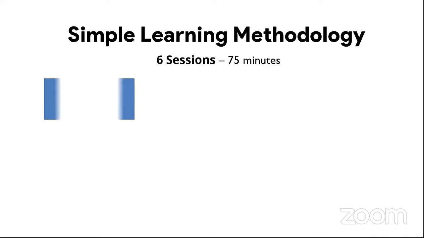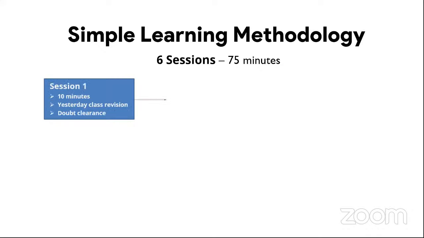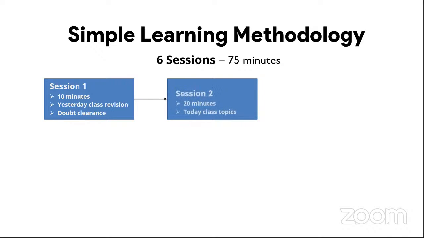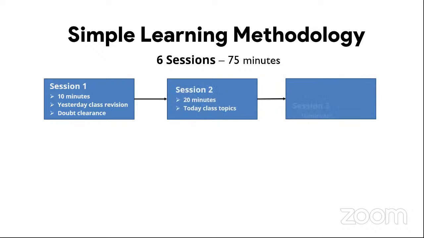Simple learning methodology is nothing but each day the session will be for 75 minutes. Those 75 minutes are split into 6 sessions. The first session will be for 10 minutes. In those 10 minutes, the trainer will revise yesterday's session, and if you have any doubts regarding yesterday's session, you can clear them at that time. In session 2, for 20 minutes, that day's topics will be taken. Session 3, 15 minutes, is for practice. Whatever the trainer teaches you in session 2, you have to practice in front of the trainer.